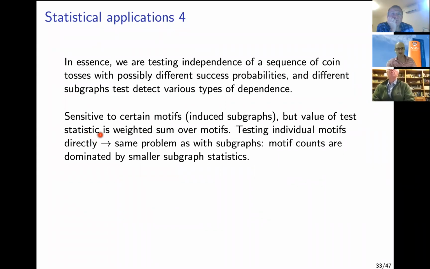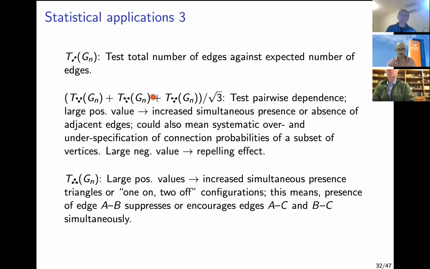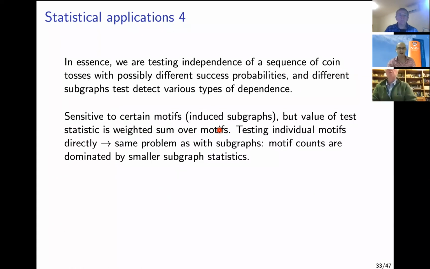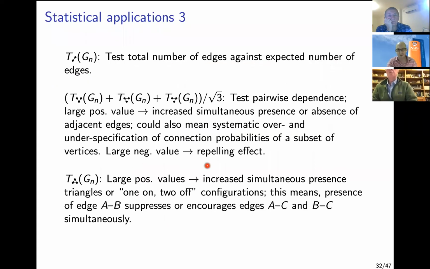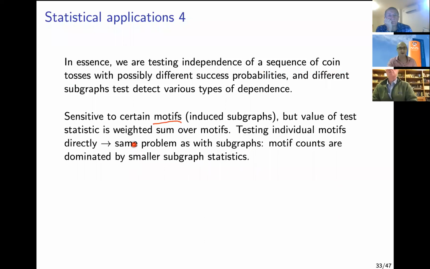There's some sensitivity towards motifs, like here, 3 edges on and 1 off, 1 on, 2 off, that sort of motifs or induced subgraphs. But you cannot say, why don't we just look at motifs themselves individually? You're running into the same problem. Motif counts are dominated by smaller subgraph statistics, and you're just turning in circles, and you end up again having to analyze these centered subgraph statistics. So yes, you're looking at motifs, but at a weighted sum of motifs, and the weighting is done in the right way so that these different statistics become uncorrelated.